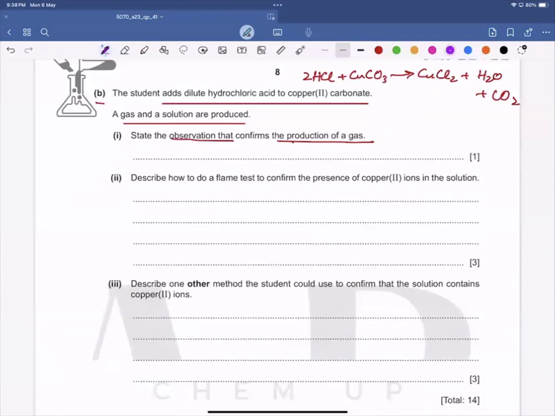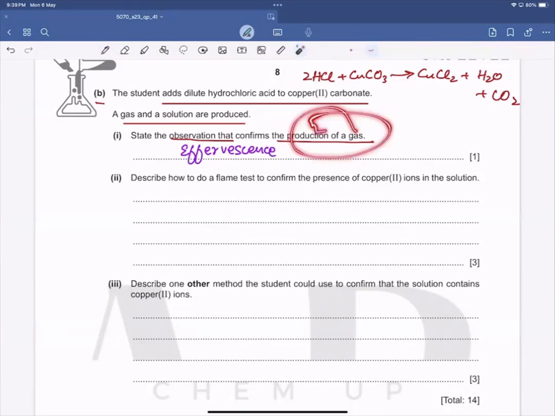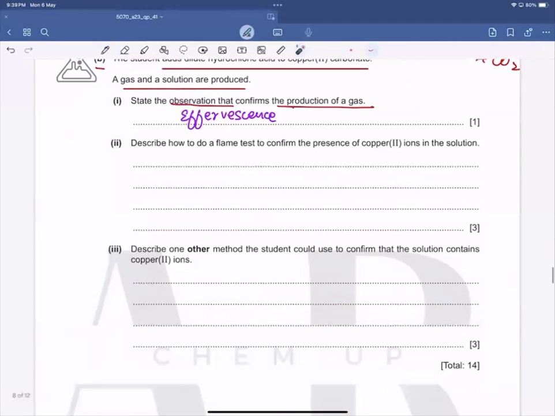So how can we see when a gas is formed in the solution? We always observe effervescence. That is not the test for carbon dioxide gas; they are saying production of gas, meaning any gas. You can observe the production of a gas in a solution whenever you see bubbles forming, the effervescence. Now describe how to do a flame test to confirm the presence of copper 2 ions.